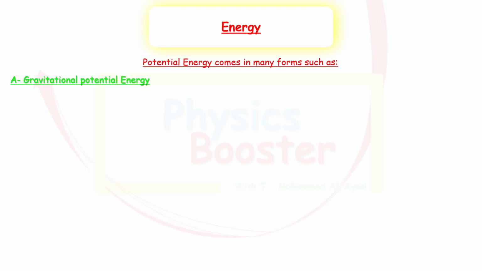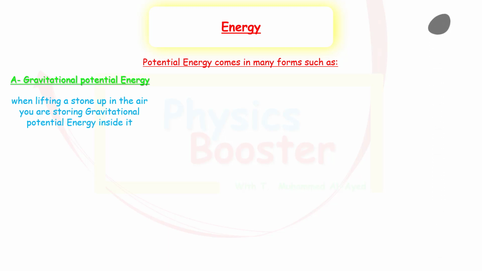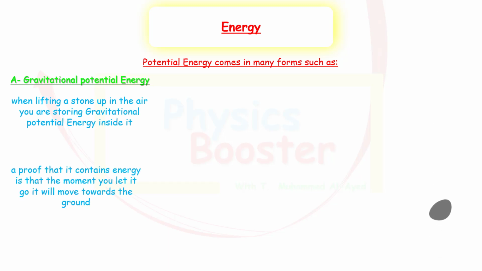The first type is called the gravitational potential energy, okay? So when you lift a stone up in the air, you are storing gravitational potential energy inside this rock. And what is the proof that this object stores energy? So when you raise the rock up above the ground, you can't see that there's any form of energy inside it. It's hidden. It's potential. It is stored inside the rock. Okay, then prove that this rock has energy. Well, the proof is that when you let it go, it will move. And we know that nothing moves without energy.